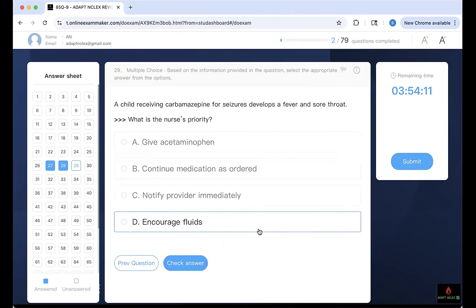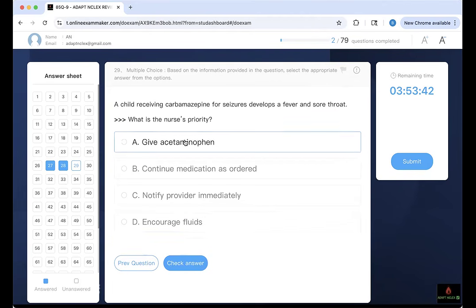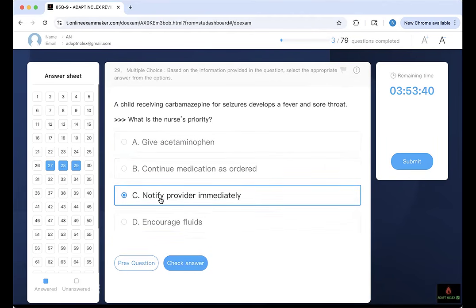What is the next priority action? A child receiving carbamazepine for seizures develops fever and sore throat. What do you think? Give them acetaminophen, continue medication as ordered, notify provider immediately, encourage fluid intake. The concept I want to tell you is don't forget that carbamazepine causes agranulocytosis. Therefore, if I see fever and sore throat, bad problem. Don't treat with acetaminophen. Let the doctor know.